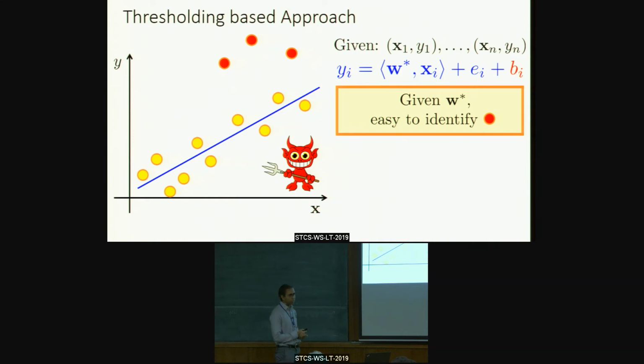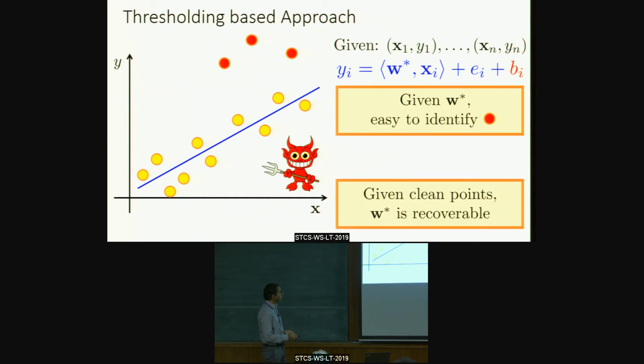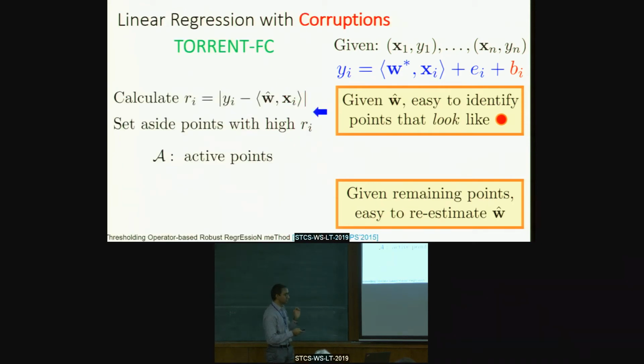If I knew true w star, then I can find all the points that lie really far from this line, throw them away. If I knew this clean set of points and these outliers, then I can also recover my w star using standard least squares regression after throwing those outliers. But we don't know w star and this clean set of points, so we will apply a very simple iterative algorithm. That is, we will have an estimate of the true model.